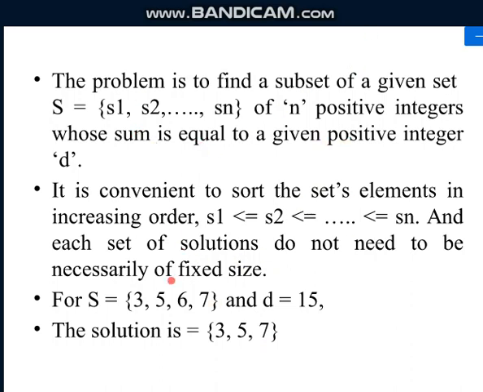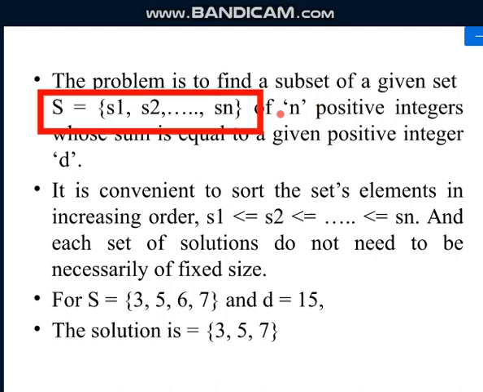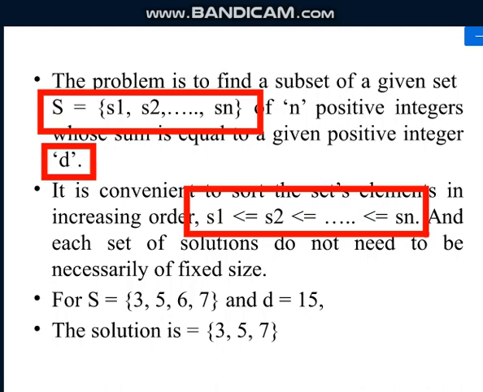So this is the problem. Let us consider one example here. The problem states that you have to find a subset of a given set. This is the given set S, and you have to find the subset of this. How to find the subset? You are given a value D. You need to find the subset in such a way that the sum of all the elements in the subset gives you the value D. It should be arranged in increasing order. When we say increasing order, that means S1 is less than or equal to S2, S2 is less than or equal to S3, S3 is less than or equal to S4, and so on.